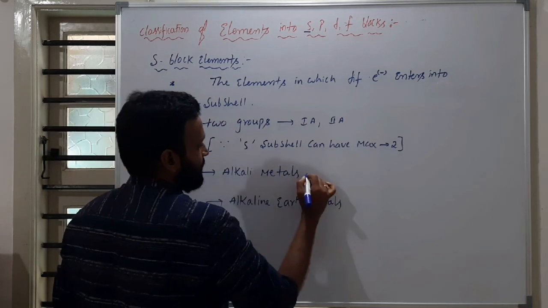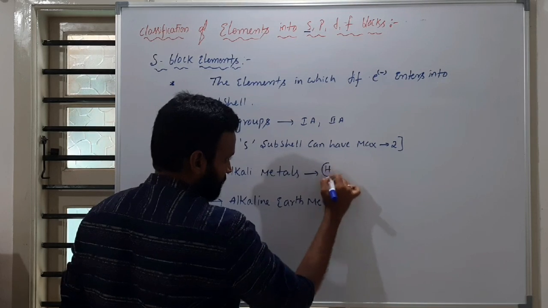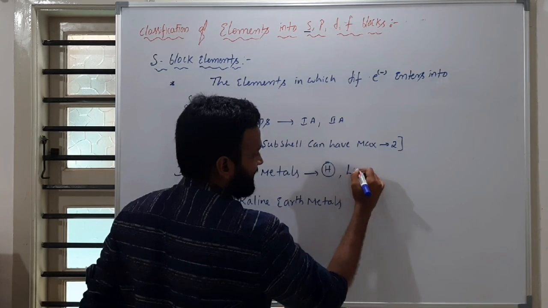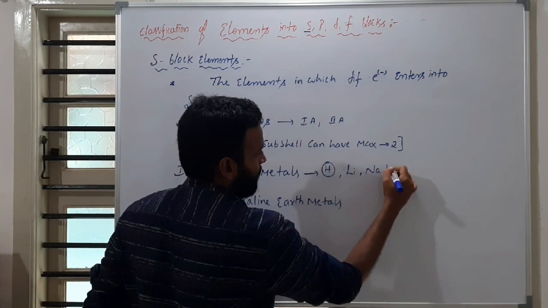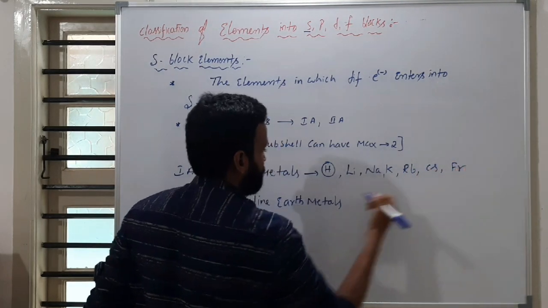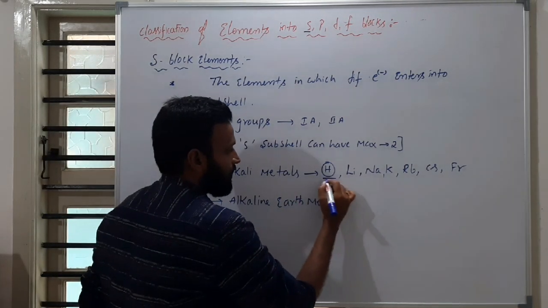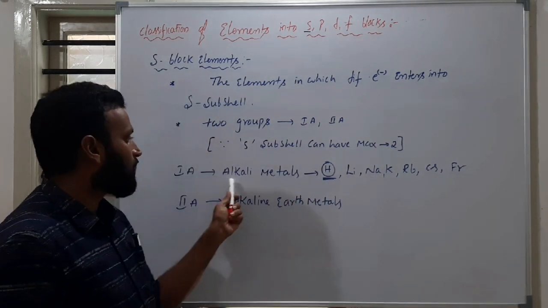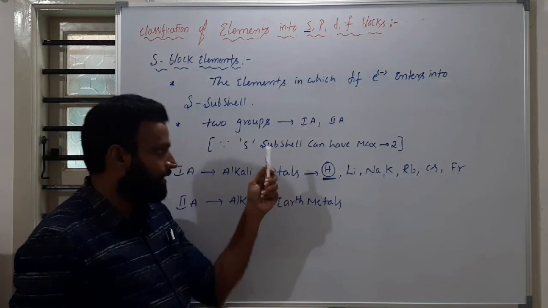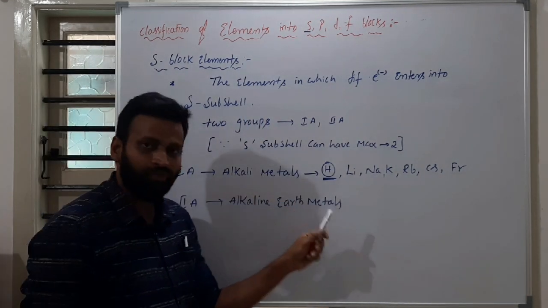Who are the alkali metals? Actually we have to start with hydrogen, and I will tell you why I am including hydrogen. Hydrogen and lithium, sodium, potassium, rubidium, cesium and francium. These are called 1A group elements. Of course, hydrogen is a 1A group element, but hydrogen is not an alkali metal. So in the 1A group you will definitely have hydrogen.